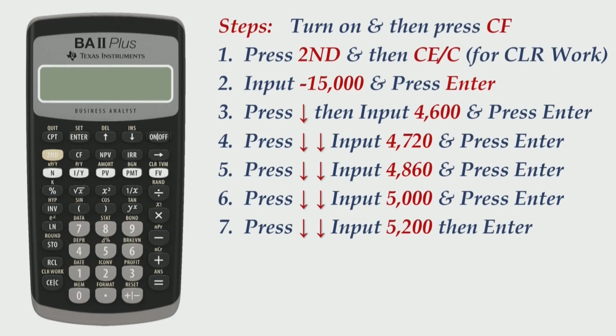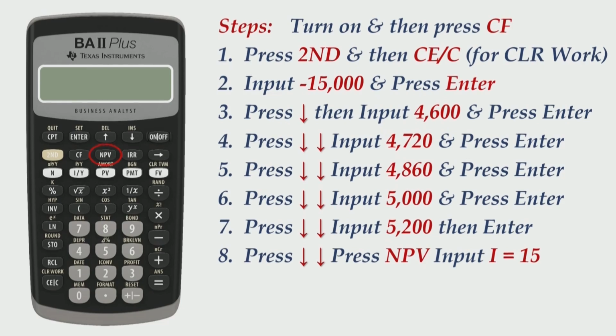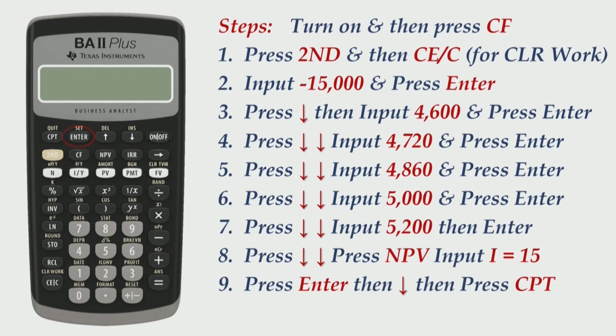Now you need to again press the downward arrow key twice, 1 and 2, then press NPV, and it will demand the input for the interest rate. So input 15 over there for I equals 15, and after doing that simply press enter. Then once again you press the downward arrow key, and then for computing the NPV you just press CPT for compute, and you get the result as NPV equals 1208.61. Now let me take you ahead to the next example.